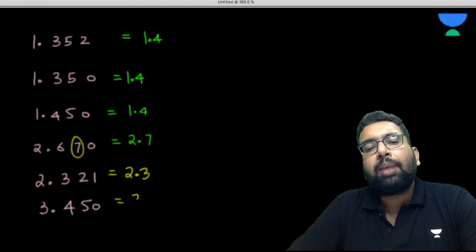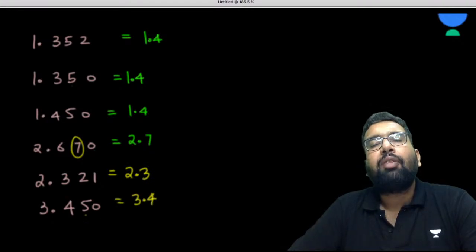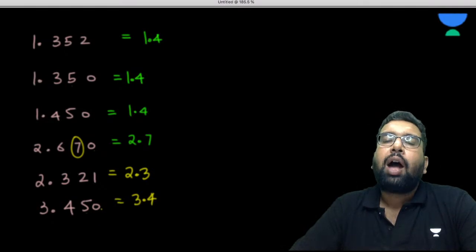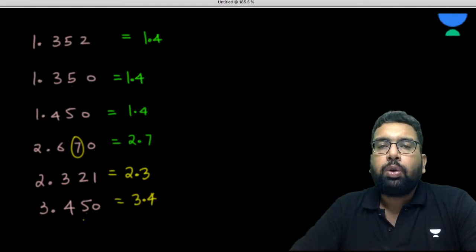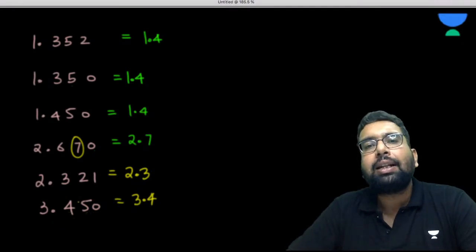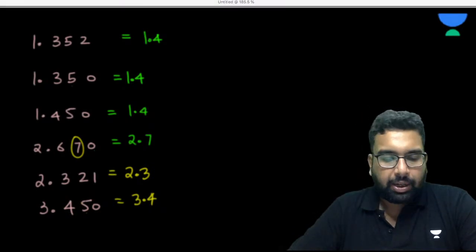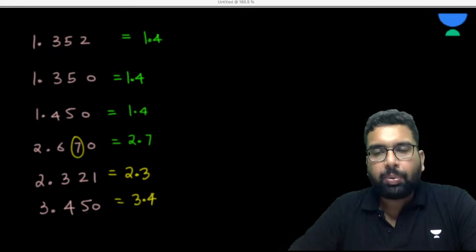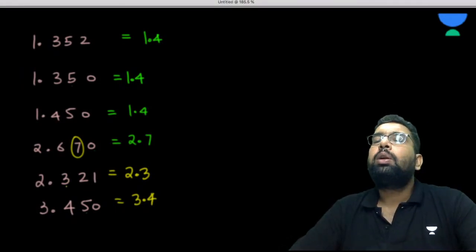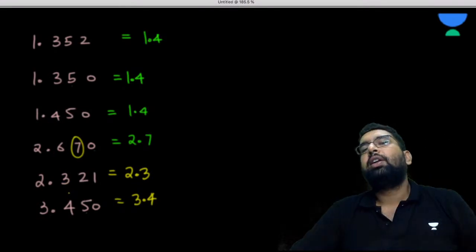3.450, so it will remain 3.4, because again after 5 we got a 0. Since after 5 we have a 0, we have to check the digit before 5, and since it is an even digit, we keep it the same. We keep it the same way. I hope it is fine to everyone, right? Okay. Now this way you can do the rounding of the significant figures.